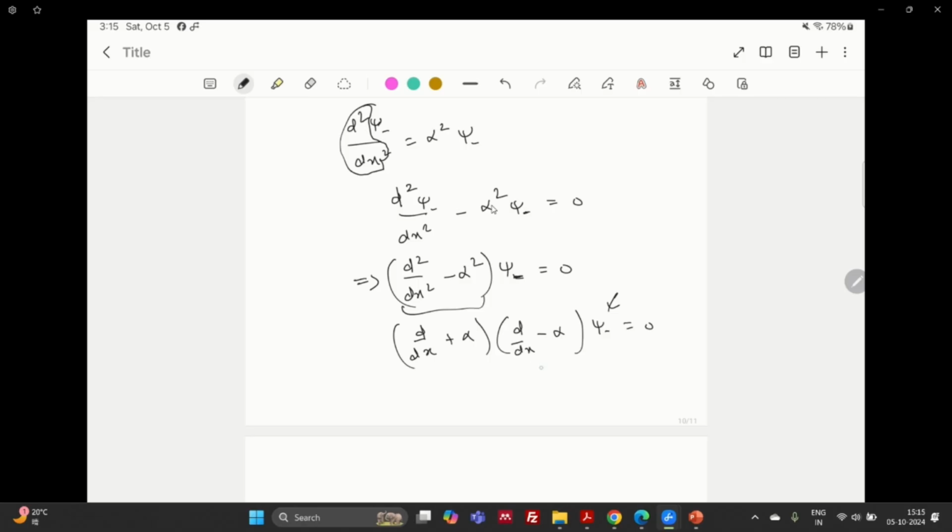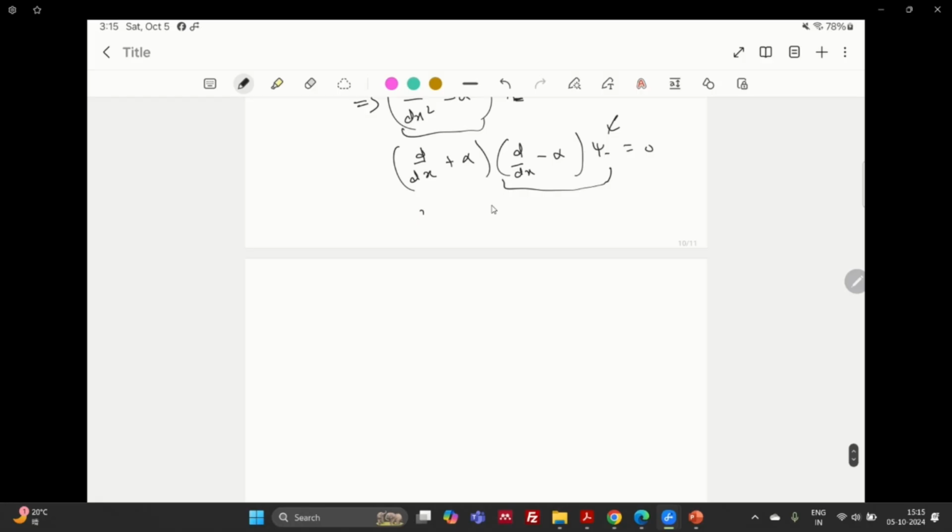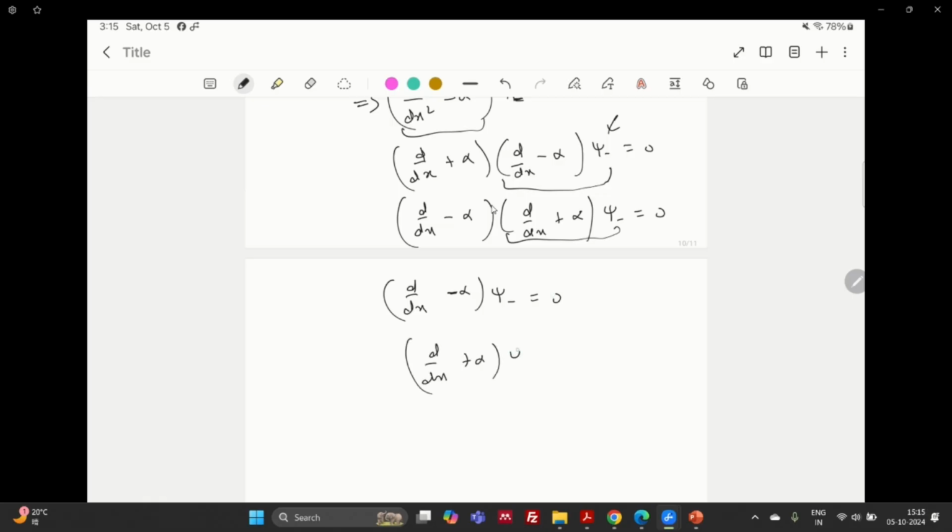What about the other conditions? This left hand side can become 0 if this is equal to 0, or if we would have put it like this, we can put it like this as well. I mean, you take the plus first and minus later, or minus first and plus later, so you can also write it like this. If this becomes equal to 0, then also the left hand side will be 0. So we have two cases. In the first case we have d by dx minus alpha, psi minus equal to 0, and the second case is d by dx plus alpha, psi minus equal to 0.